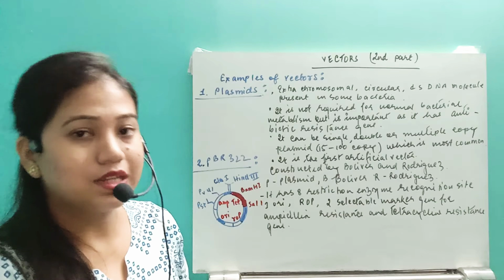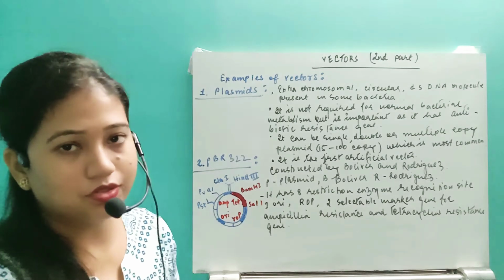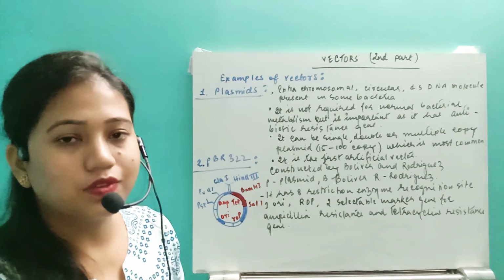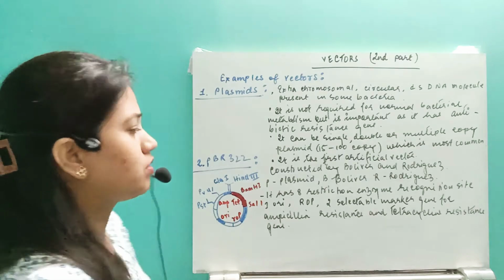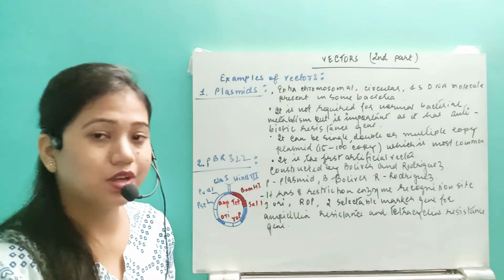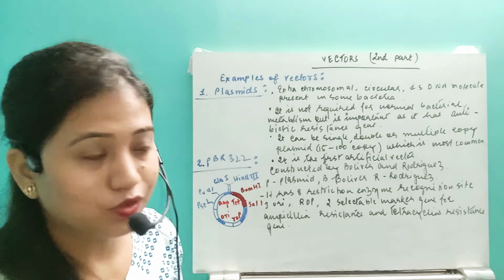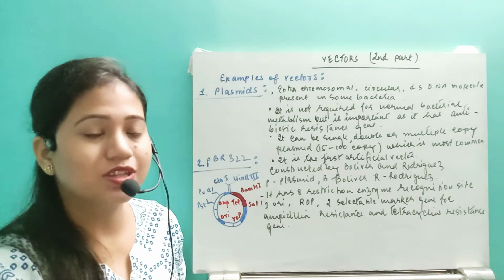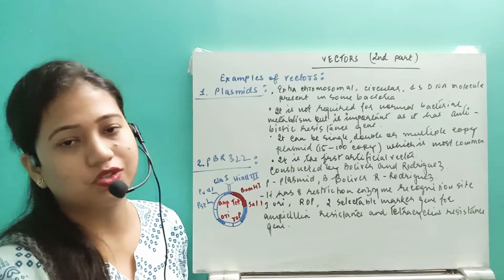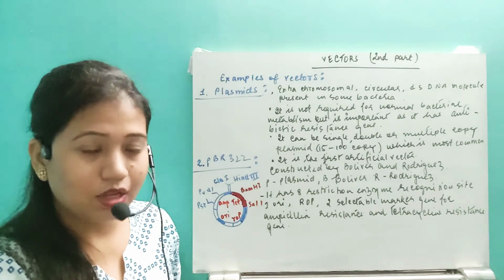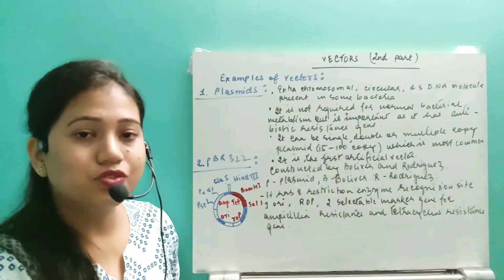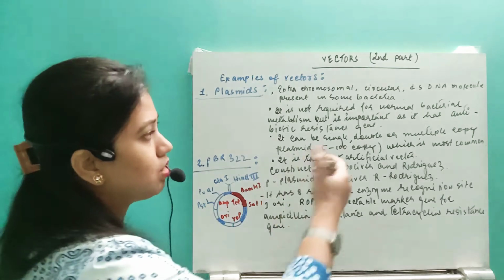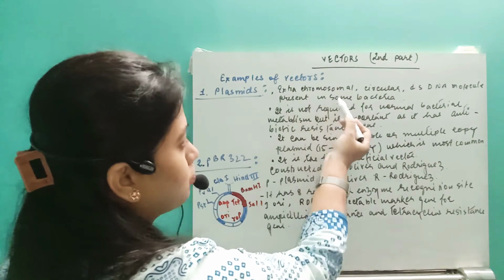After that, let us see some examples of the vectors. The first vector is a natural vector, and the second is the first artificial vector we are going to discuss. The first vector is the plasmid. This plasmid is a natural vector extracted from bacteria. It is a double-stranded DNA vector which is extra chromosomal.